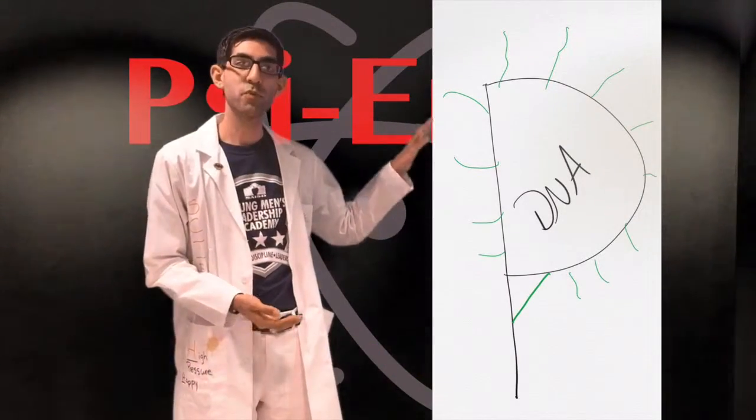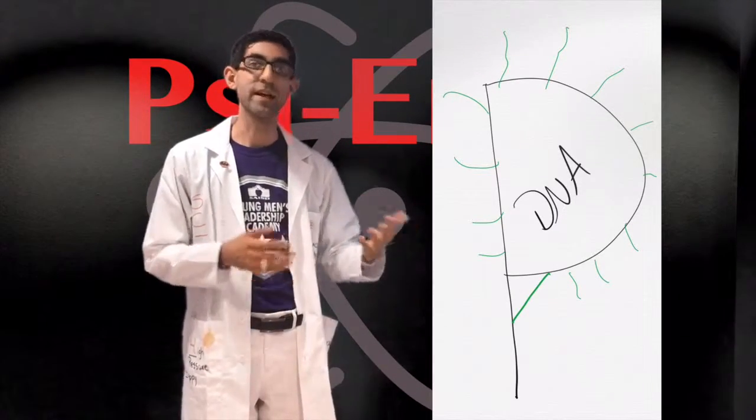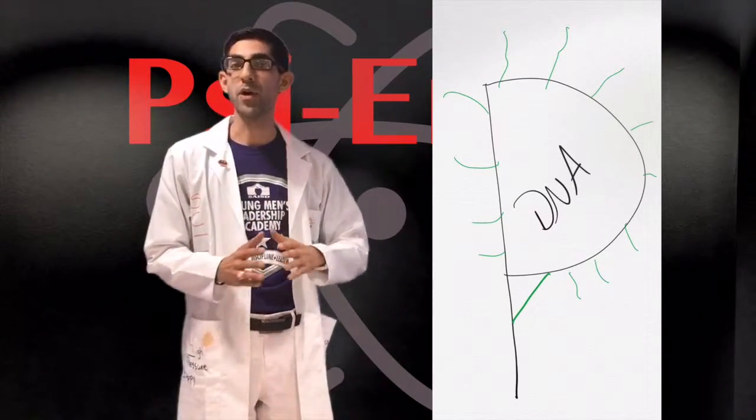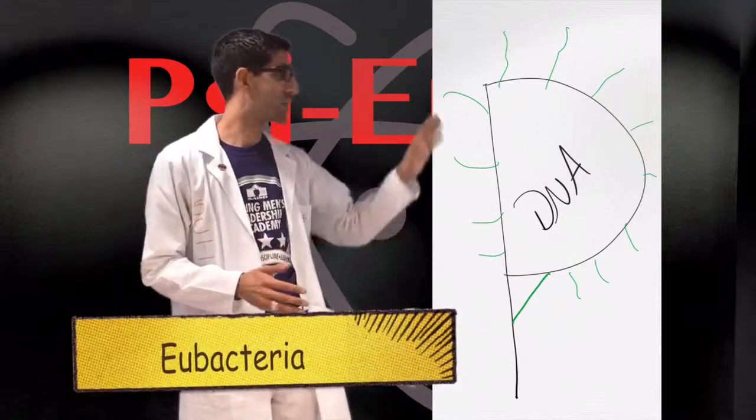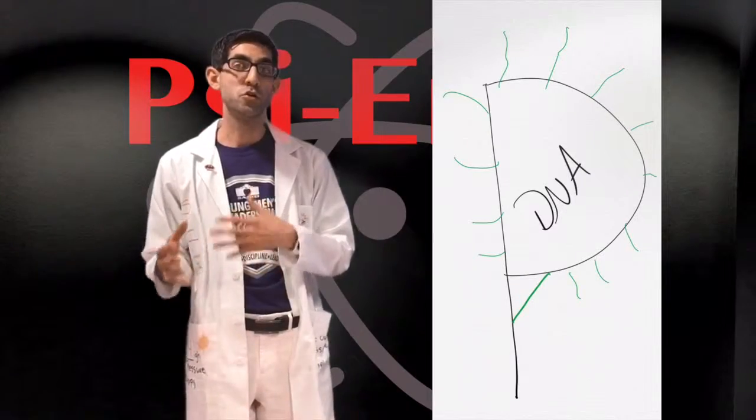The 2 kingdoms that are prokaryotic are Archaebacteria, which is also known as the ancient bacteria and can survive in harsh conditions. And we also have Eubacteria. The Eubacteria kingdom is also a prokaryote. The Eubacteria kingdom is also known as true bacteria.